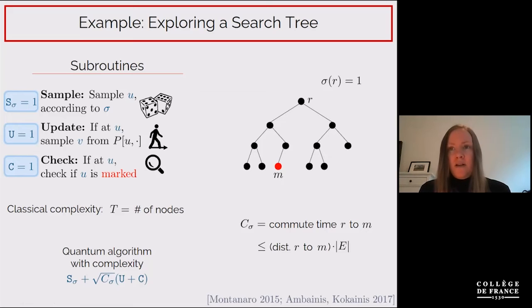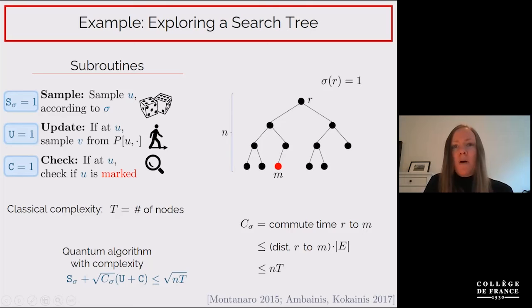And in the case of looking for a satisfying assignment, the path from the root to a marked leaf must be n, the number of variables. And since we're dealing with a tree, the number of edges is basically the number of vertices, which we've been calling t. So we get an upper bound of nt on the commute time, and this gives us a quantum algorithm with complexity square root of nt.